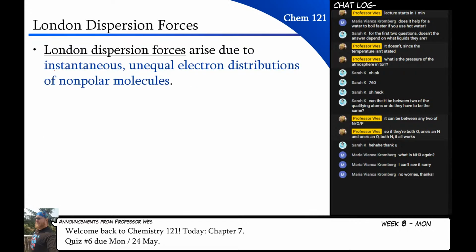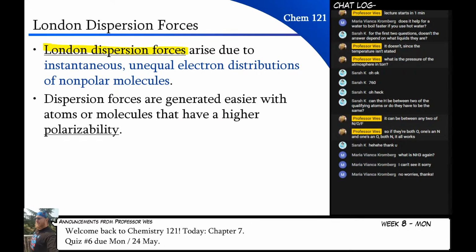So we call this the London dispersion force. You may actually just see it called the dispersion force. But the London force arises from the instantaneous unequal distribution of electrons around a molecule that is nonpolar. Now, all molecules have electrons, so all molecules can do dispersion.